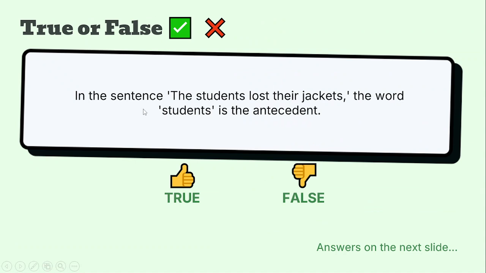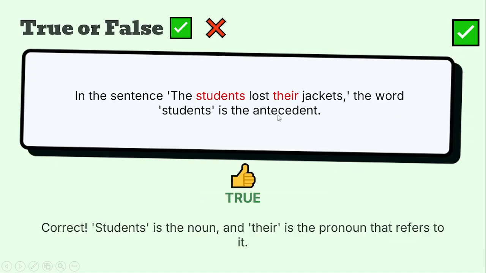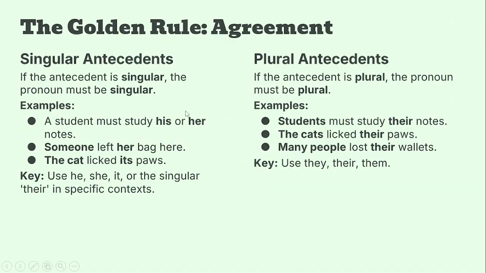Look at this sentence: the students lost their jackets. The word students is the antecedent. True or false? For sure, it's correct because here the students is the antecedent. That's why their refers back to students. Students is plural. That's why we used their. From here comes the rule. You can have a singular antecedent or a plural one. If you have a singular antecedent, this means that you are going to use a singular pronoun.